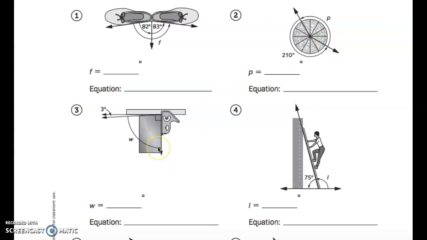Let's look at number 3. This angle here is 90 degrees. This little angle here is 3 degrees. What would the measurement of angle W be? Well, if I know that the larger angle is 90 and this smaller angle is 3, the measurement of angle W must be 90 degrees minus 3 degrees.